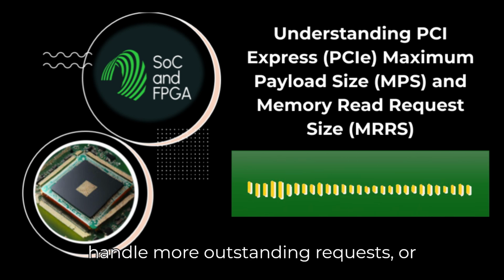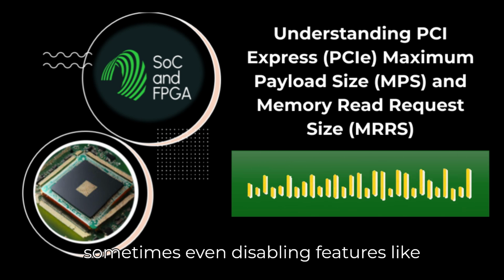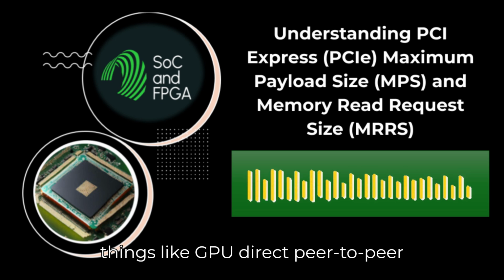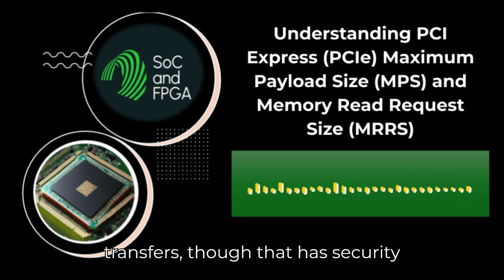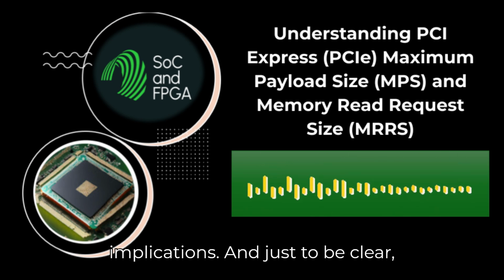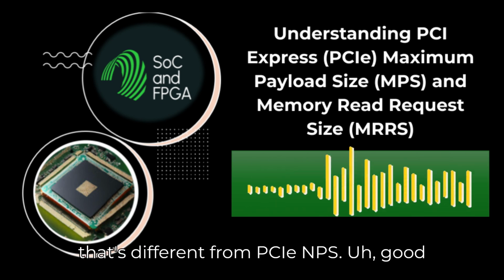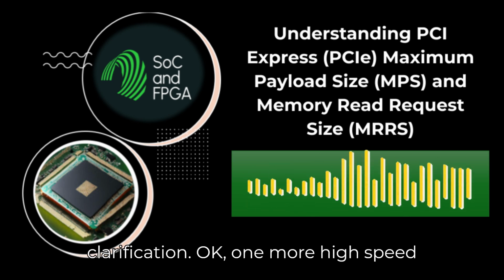It's also worth noting other related PCIe settings might matter for GPUs, like enabling extended tags to handle more outstanding requests, or sometimes even disabling features like Access Control Services, ACS, for things like GPU Direct peer-to-peer transfers, though that has security implications. And just to be clear, sometimes NVIDIA talks about MPS for their Multi-Process Service feature. That's different from PCIe MPS. Good clarification. Okay, one more.